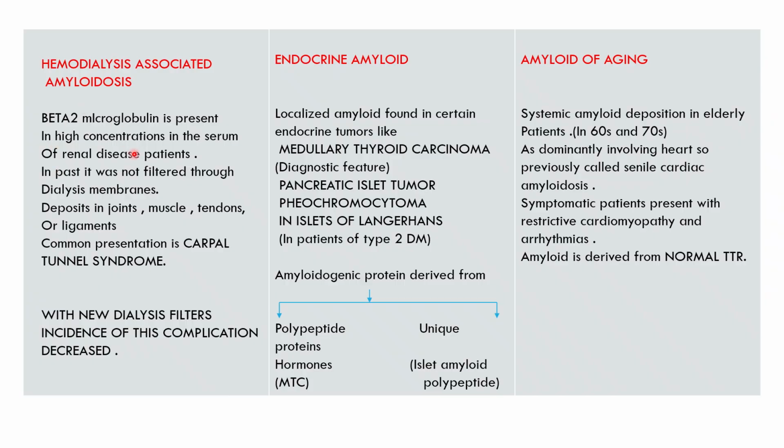A beta 2 is the amyloid that is associated with hemodialysis, and endocrine amyloid, like in medullary thyroid carcinoma. There is some amyloid deposition in pancreatic islet tumor. And there is amyloid of aging that is derived from TTR.